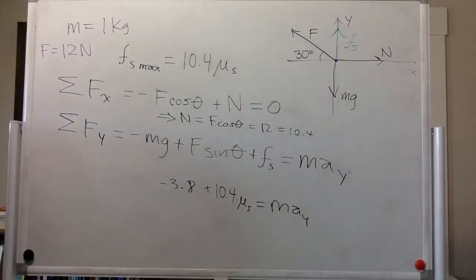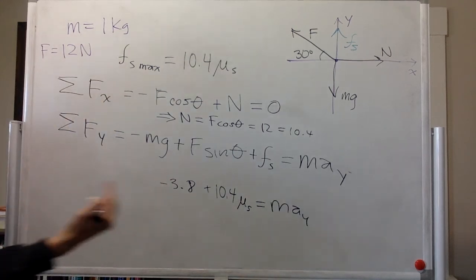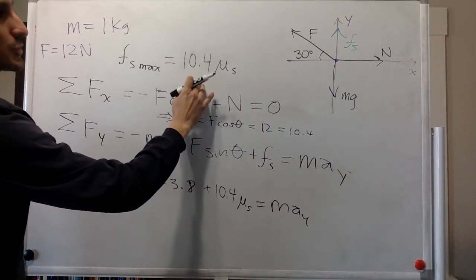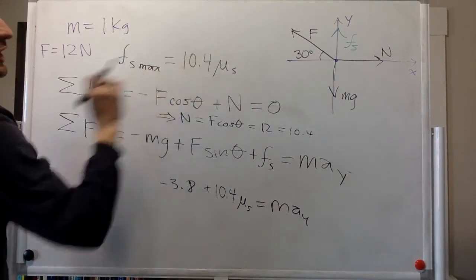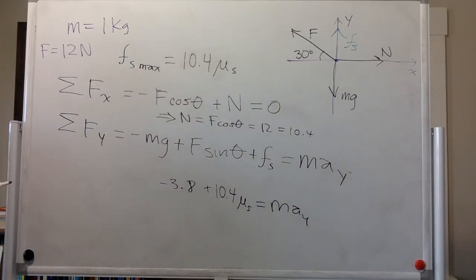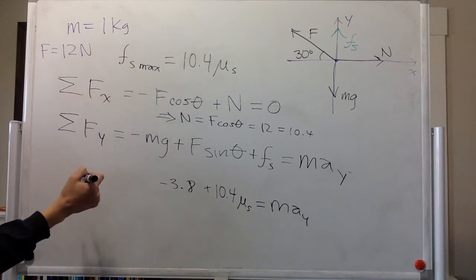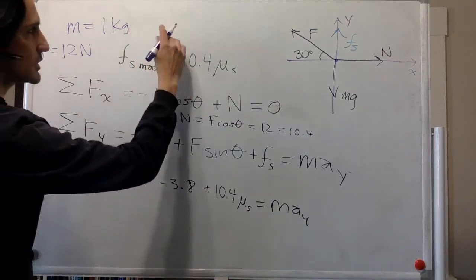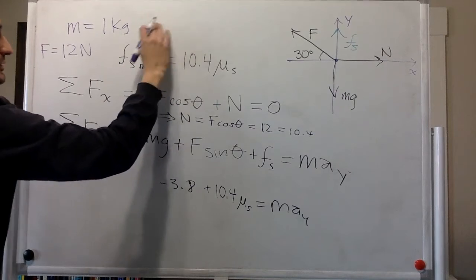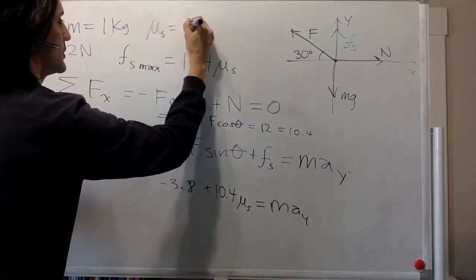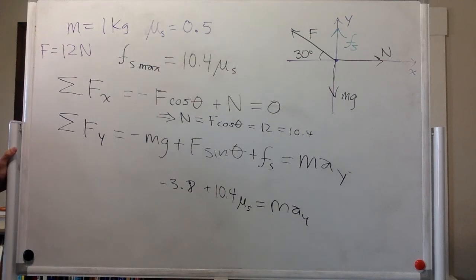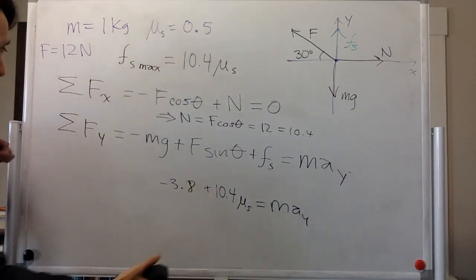So the other thing that we have to remember about the static friction is that it is variable. This is the maximum that it can provide. But if the force that it has to oppose is less than this, then it's going to be exactly that force. So the coefficient of static friction for wood on wood, we saw it in the lecture, but you can also find it online, is going to be 0.5, right? So 10.4 times 0.5, it's going to be 5.2.